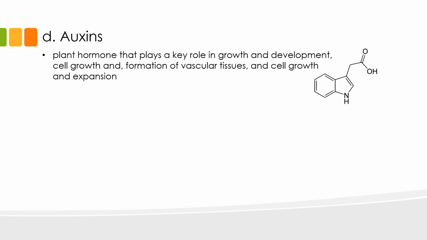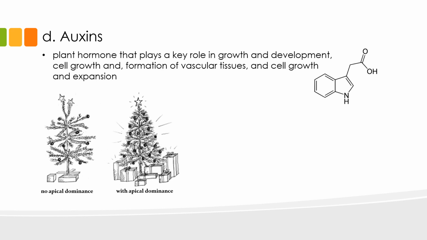With Christmas trees, apical dominance is very important to maintain the perfect tree shape, like what you see here. Cutting off the main shoot will remove the source of auxin and will result in the sprouting of new lateral shoots or branches.